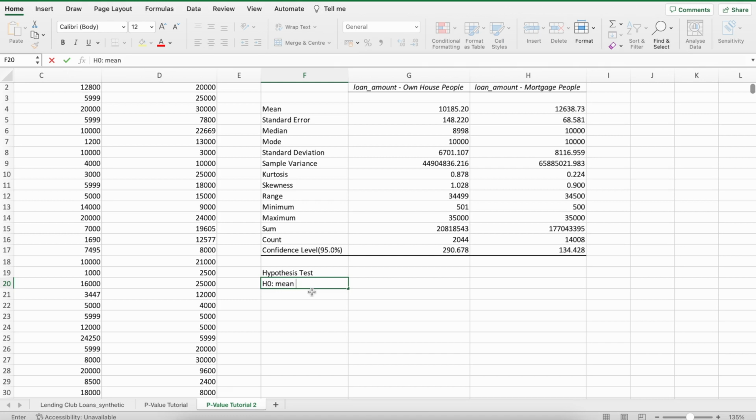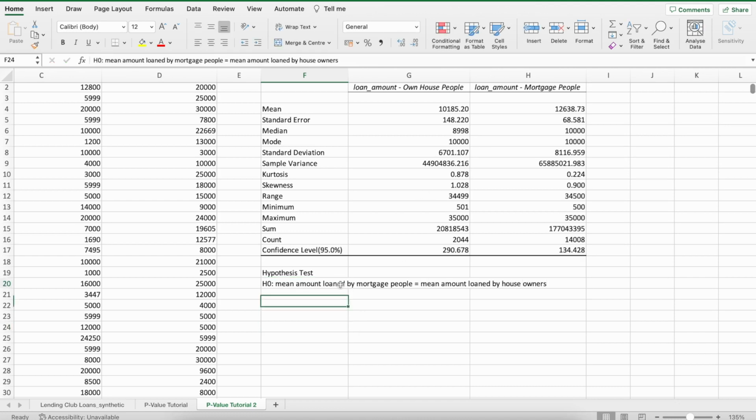We'll go off what we can currently see explicitly, right? And this time we'll use the 1% significance level, so we'll get a more reliable result. So let's say the mean amount loaned by mortgage people is equal to the mean amount loaned by house owners, right? Let's just make it easy. And then our alternative hypothesis will just be more than, right?